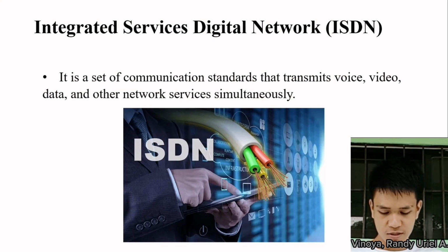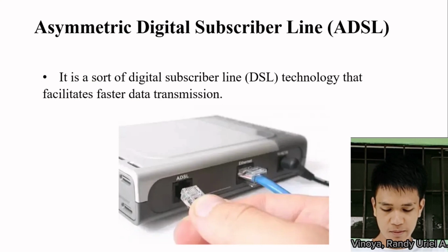These digital lines could be copper lines. Asymmetric digital subscriber line, ADSL. It is a sort of digital subscriber line, DSL, technology that facilitates faster data transmission. Asymmetric digital subscriber line also uses copper lines just like Integrated Services Digital Network. But unlike regular dial-up copper telephone line service, ADSL provides continuously available.